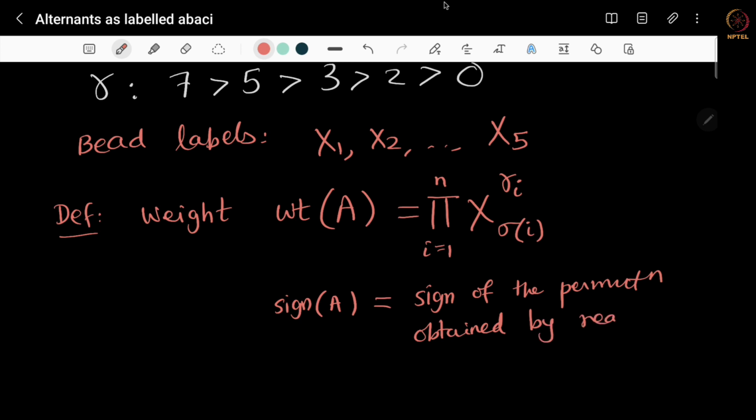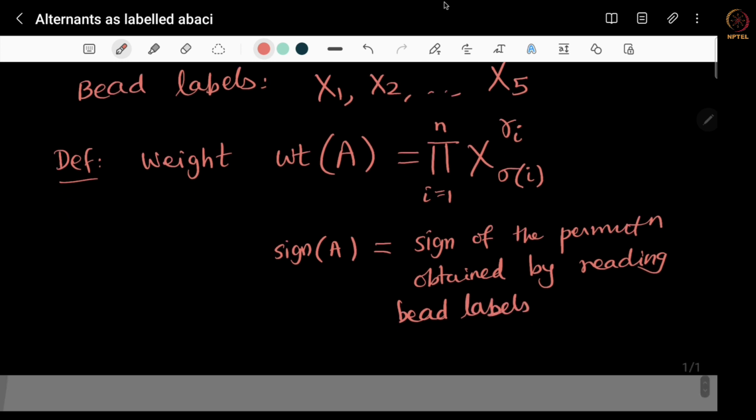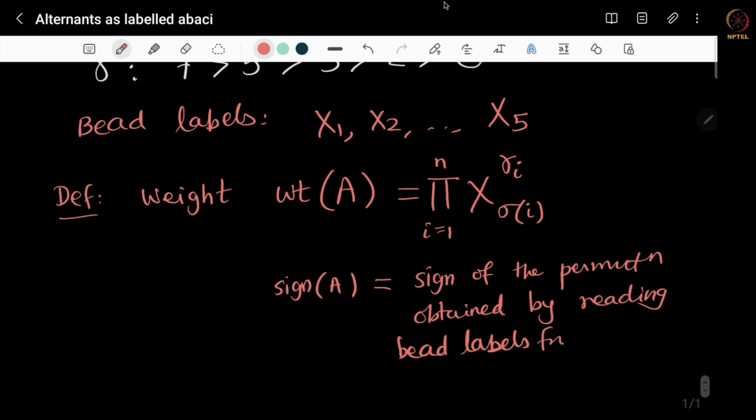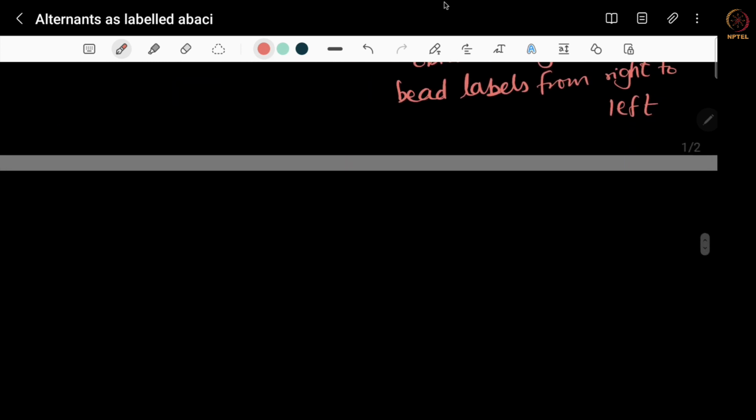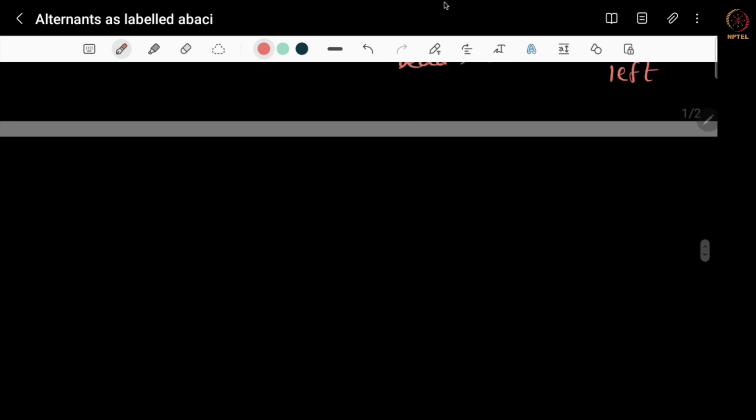The sign of the labeled abacus, the sign of A, is just the sign of the permutation that you get when you read these bead labels from right to left. So this is just the sign of the permutation obtained by reading the bead labels from right to left.